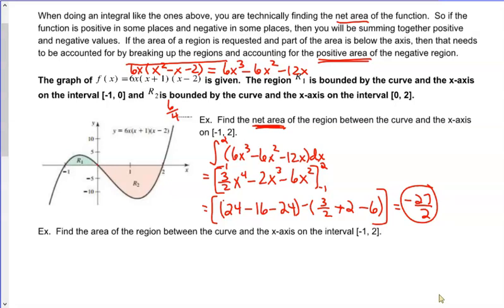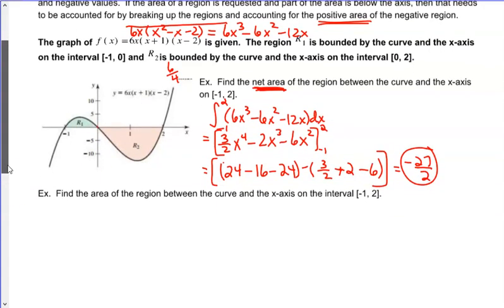All right, now does that make sense? Should the net area be negative? Well, look at the comparison between R1 and R2. The bigger region is down here, so it should make sense that that is negative.